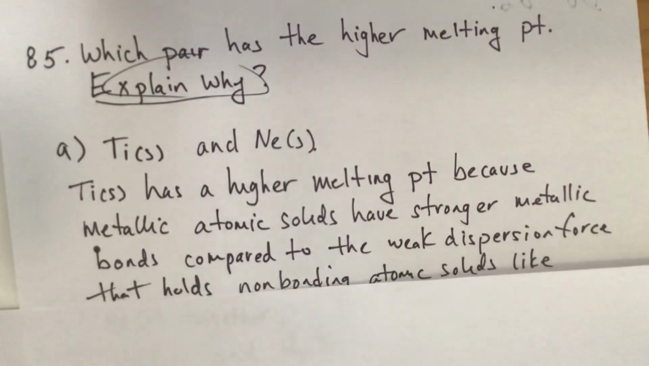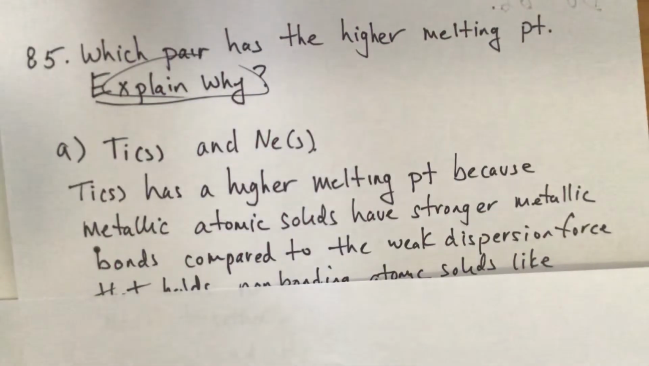It is higher than neon because neon has weak dispersion forces. Neon is a noble gas. If you want to make neon into a solid, you need to get it at an extremely low temperature. Titanium is already a solid. Neon's a gas. The reason is the different intermolecular forces between titanium and neon.